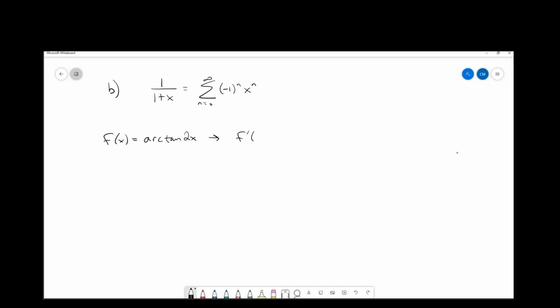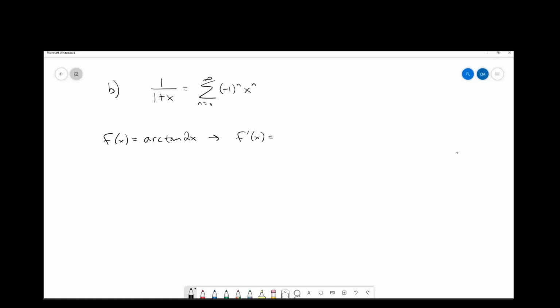So if we take the derivative of the arctangent, remember what that is? Derivative of arctangent of u is? Remember that? 1 over 1 plus x squared, right?